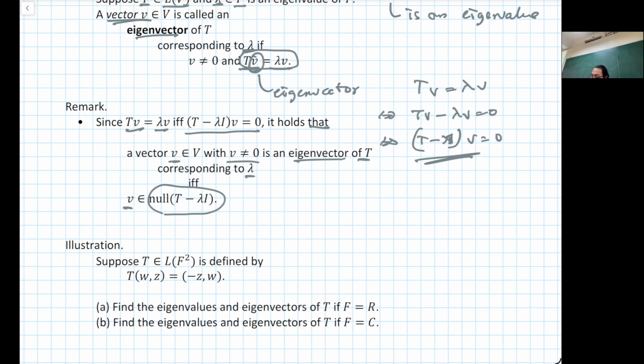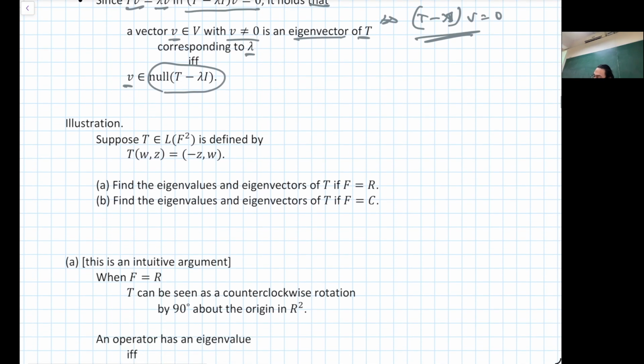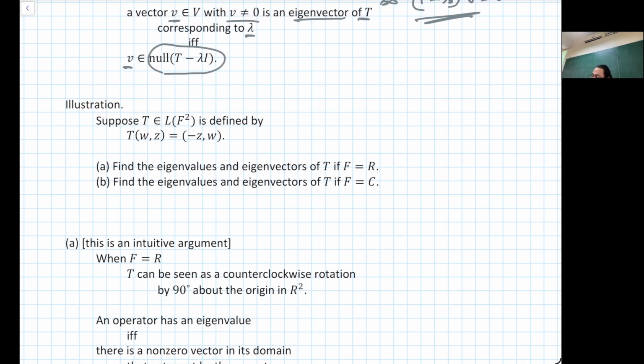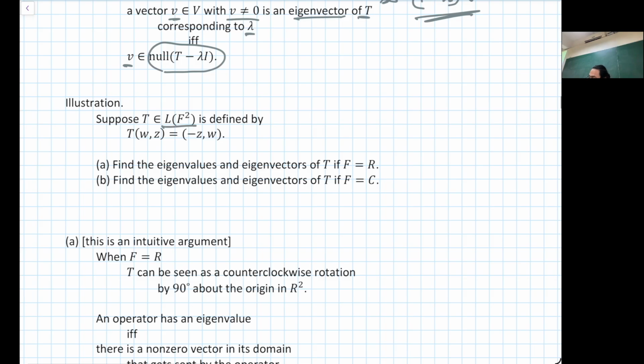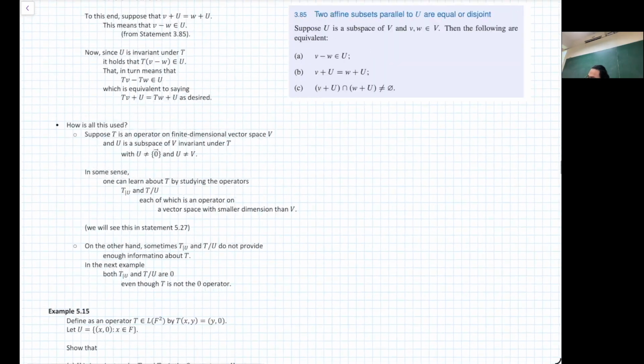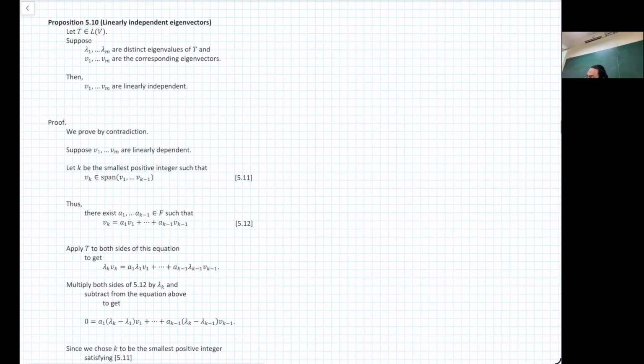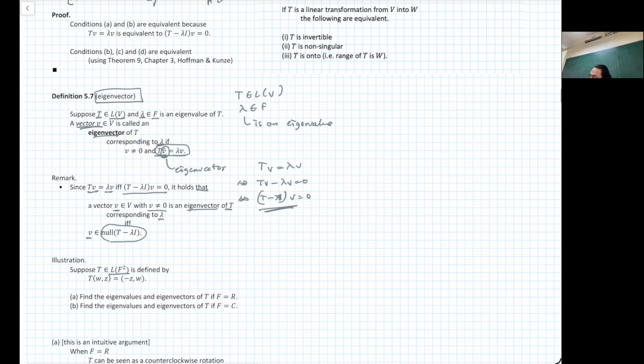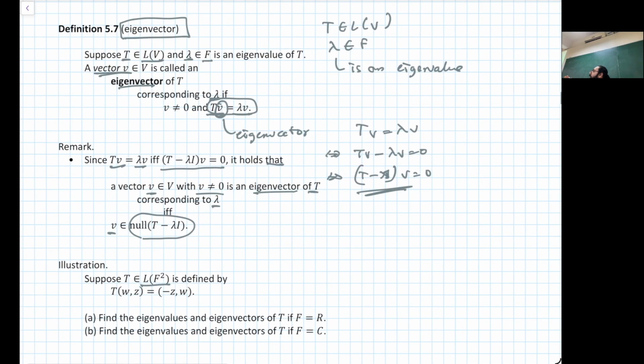Okay, so let's continue. Now there's an illustration. So it says, suppose that T belongs to L. How much is left? Proposition 5. Okay, let's try to finish this section. It's okay to go a little bit slower in the beginning because it's important to get the definitions in place. Then it'll be much easier to have some intuition about the statements.